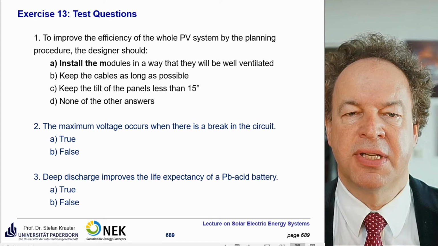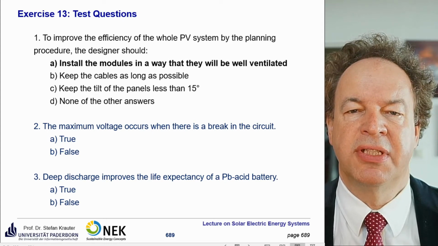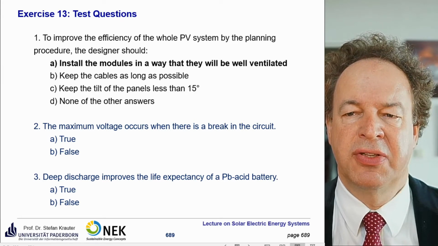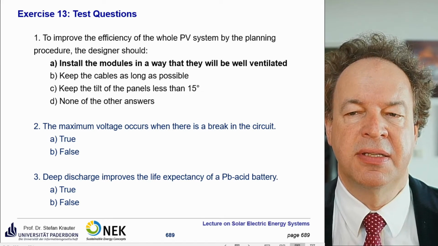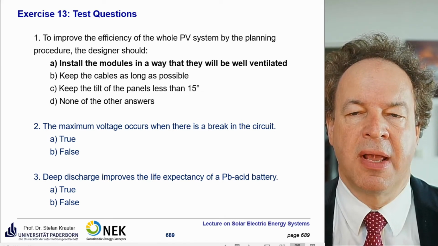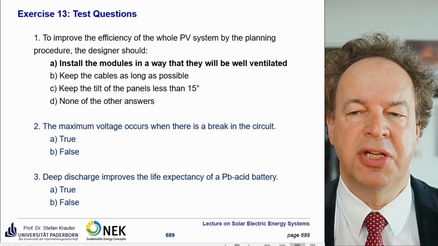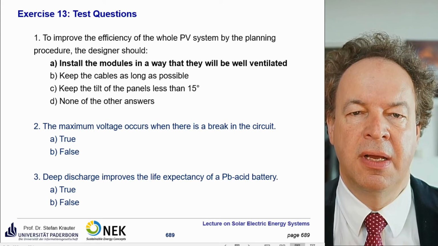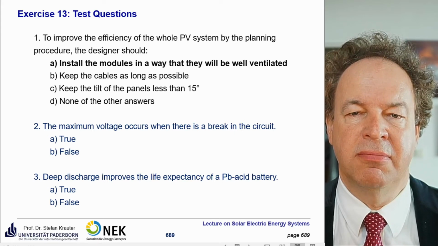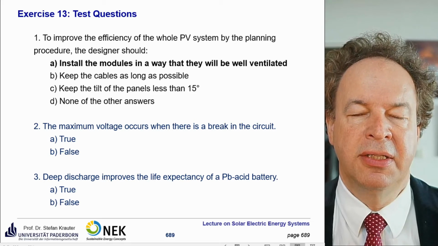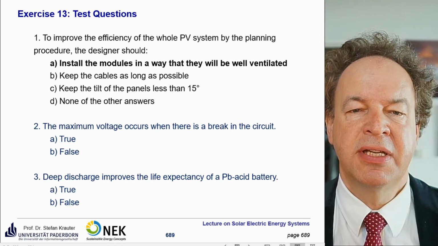So the right answer is install the modules in a way that they will be well ventilated. If it is well ventilated, the operating temperature is lower, so the voltage is increased, and therefore the power output and the energy output of the whole system. Keeping the cables as long as possible is wrong, because you have a higher resistance in the cable, and so the overall yield of the power plant will decrease.